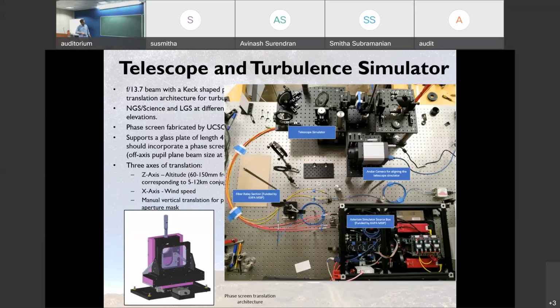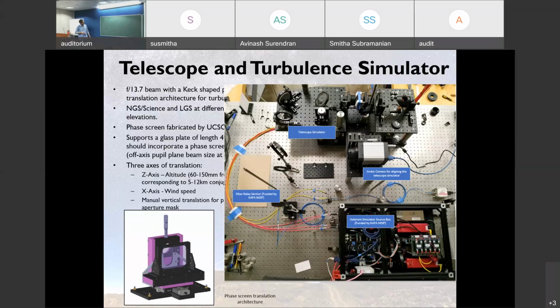And what we do is we mount it on 2 translation stages. One translation stage is to adjust the elevation. So we can put this layer at different conjugate elevations, changing from 5 kilometers to 15 kilometers, as if the atmospheric turbulence is moving between these heights. And at the same time, we have a very fast translation stage, which can mimic wind speeds of 1 meter per second to 10 meters per second. So this covers about 95% of the wind speed cases at Keck.